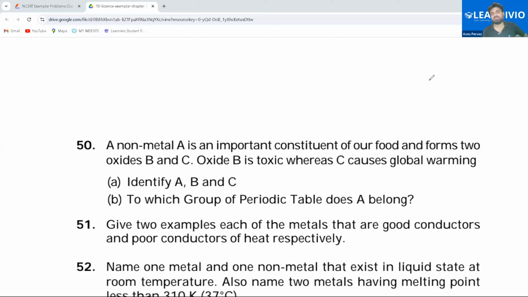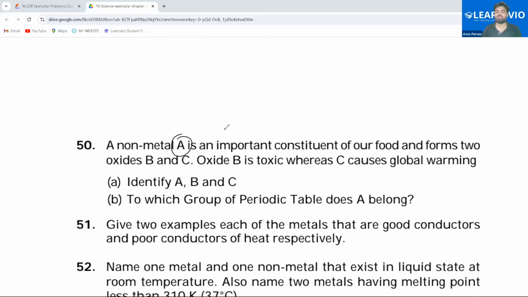A non-metal A is important. Harshit, you there? Yes, sir. A non-metal A is an important constituent of our food and forms two oxides, B and C. Oxide B is toxic, whereas C causes global warming. So what is the constituent of our food?